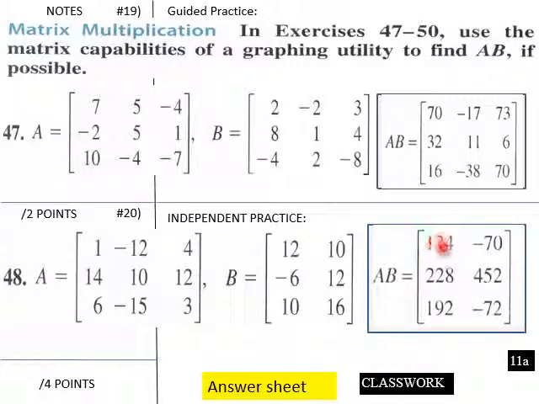will give you this number. This row times this column will give you this number. This row times this column will give you this number. And then back up again, this row times this column will give you this number. This row by this column will give you this number, and then this row by this column will give you this number. So that would be the way you do it by hand, or do it with your graphing calculator.